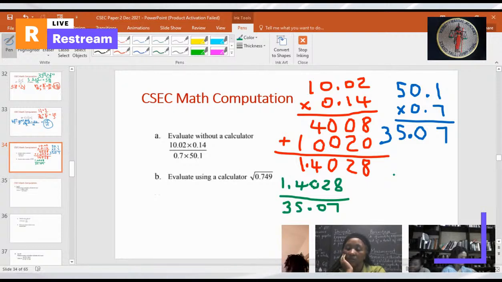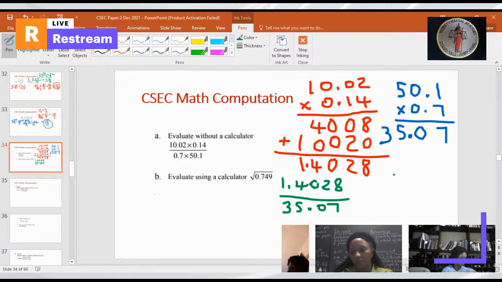which is not the top one into the bottom one. If we're using into, it will be the bottom one into the top one. So it's 35.07 into 1.4028.